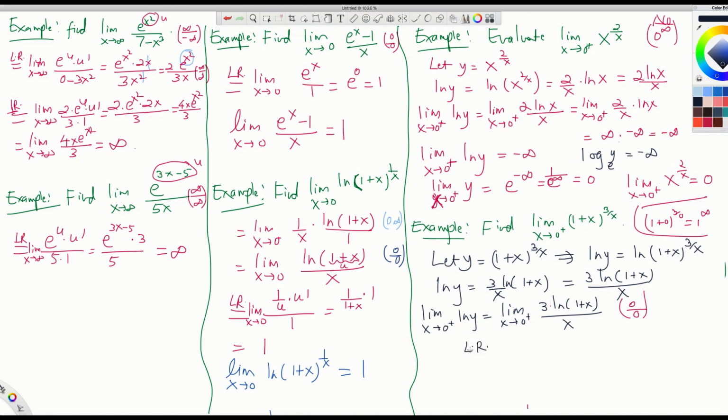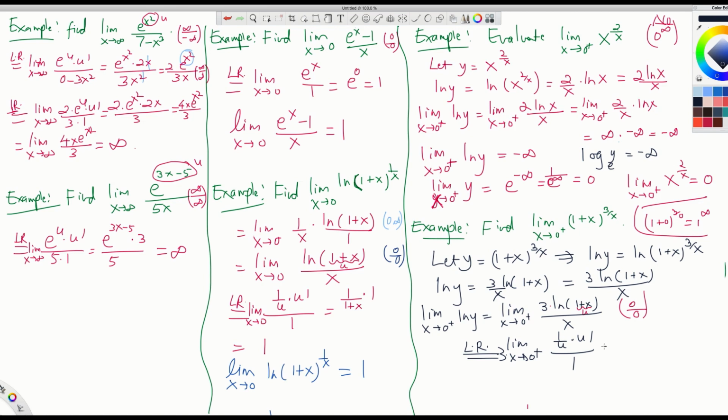So this equals the limit as x tends to 0 plus. You can think of this as the natural log of u. So what is the derivative of natural log of u? Let me write down 3 here, times the derivative of natural log of u, which is 1 over u times u prime, over the derivative of x. L'Hopital's rule says that you can take the derivative of the top and the derivative of the bottom separately. The derivative of the bottom is 1.